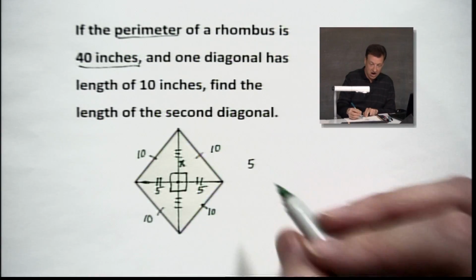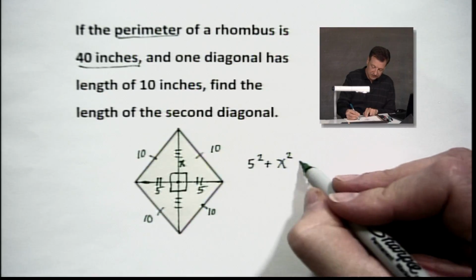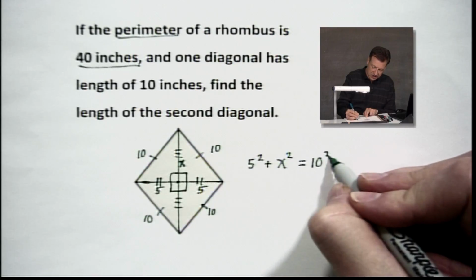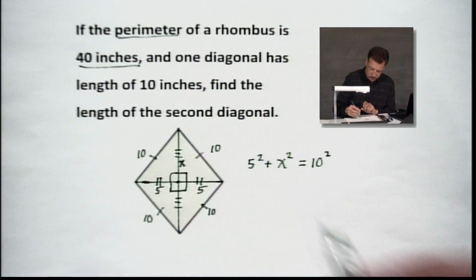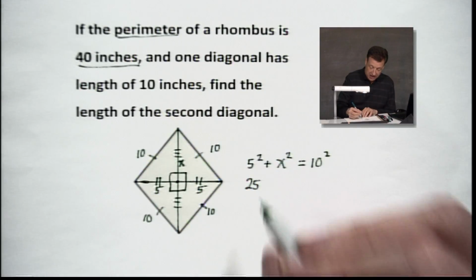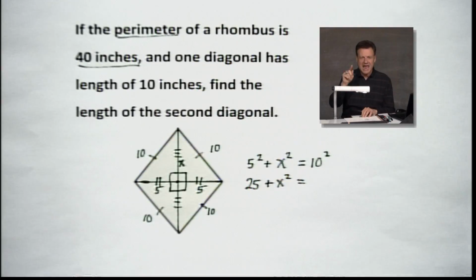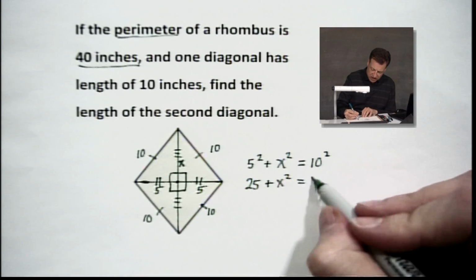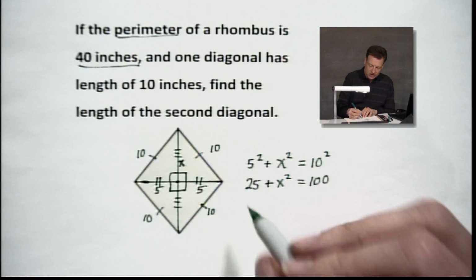5 squared plus, I'll call it x squared, equals our 10 squared. Again, this is nice where you know your good old perfect squares. All right, we got 25 going on there because that's 5 times 5. X squared, we'll find out what it is here in just a minute. And 10 times 10 goes 100. Lose the 25. This time we're going to subtract.